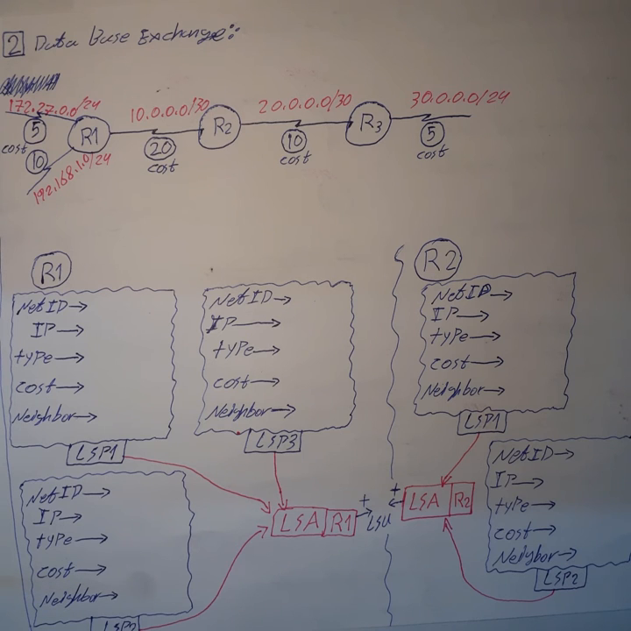Now, after router 1 and router 2 compare their information and become neighbors, we move to database exchange, that is phase 2. In this phase, all the routers will exchange their information with each other.